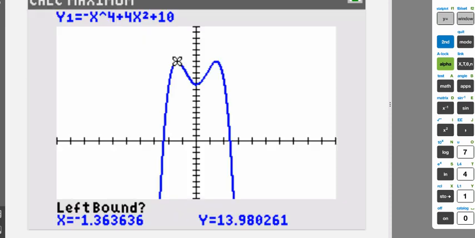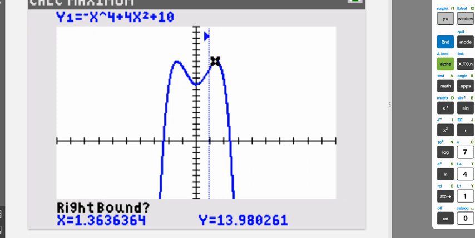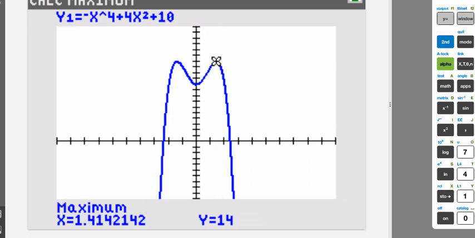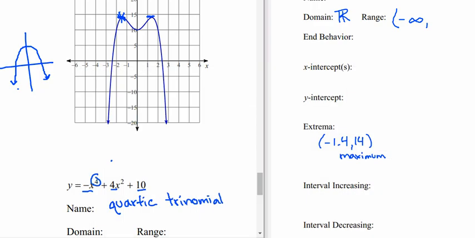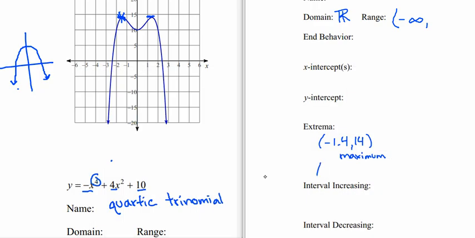A maximum again. Use the cursor, bring it over to this point right here as the maximum. Make sure you're a little bit to the left of it and hit enter. And go to the right side of it and hit enter twice. 1.414, 14. So they are the same height. And 1.4, 14, global maxima, or maximums.